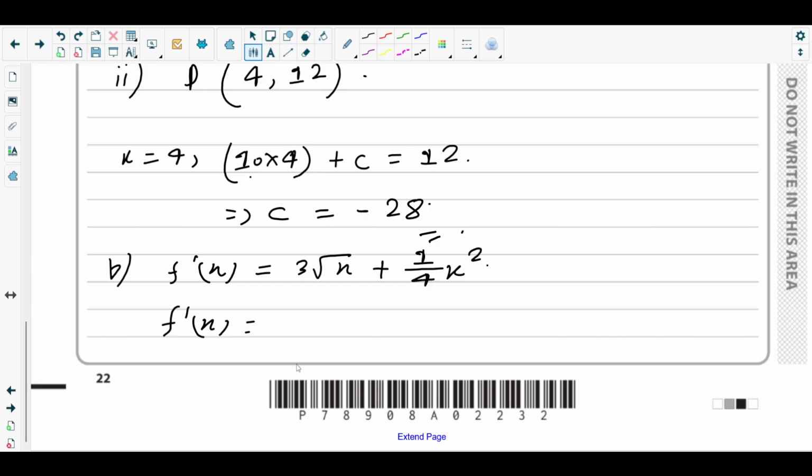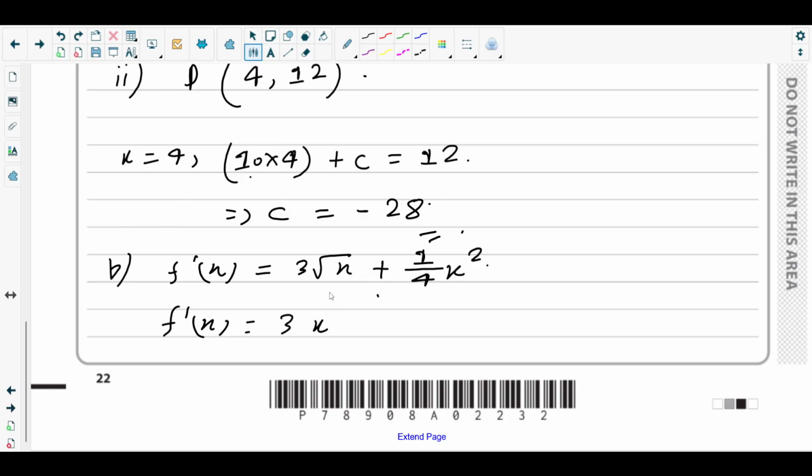Now we need f double dash x. I keep saying f dash, but we need to find out f double dash x, simply the second derivative of f of x. The first derivative of f of x is 3 square root of x plus 1 over 4 x squared. Now if you differentiate the first derivative, you will get the second derivative, right? So to differentiate, we need to make the powers visible first.